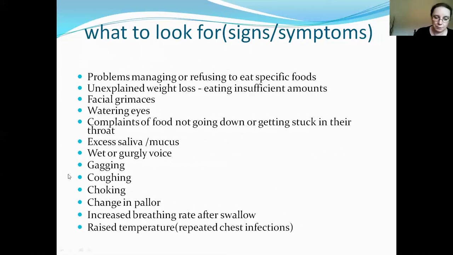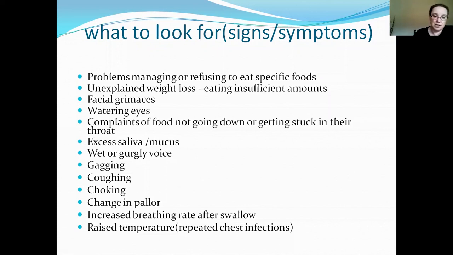One of the most important things that we look for is a raised temperature, because that can be a sign of chest infections, and we're always looking out and always asking people how the chest has been, just to make sure they're not having infections caused by food or drinks going down the wrong way.